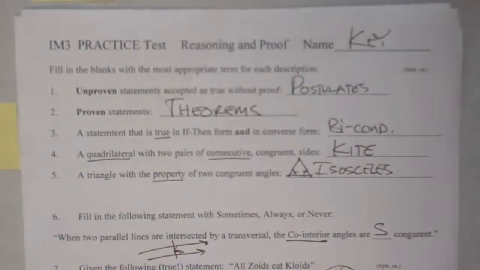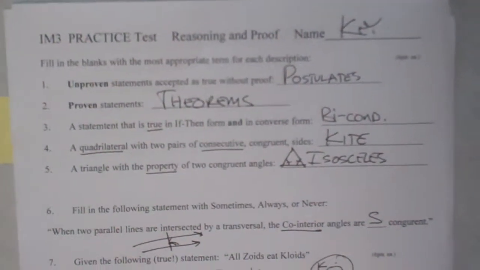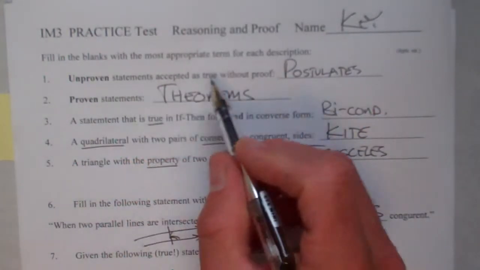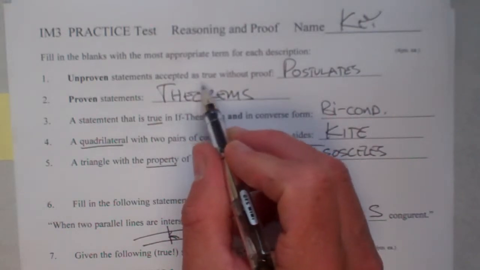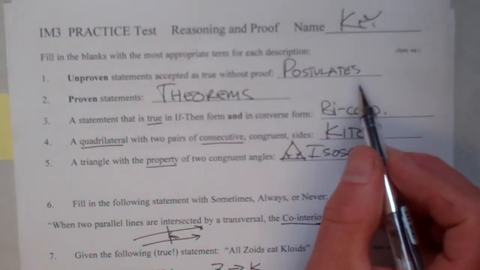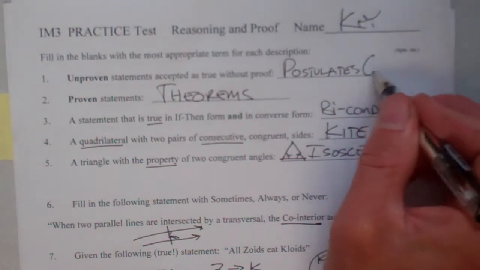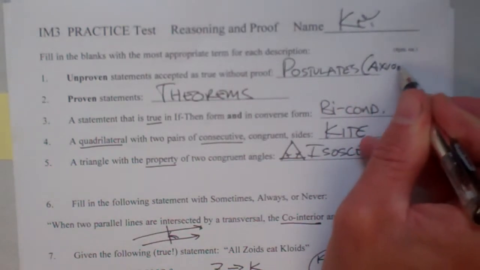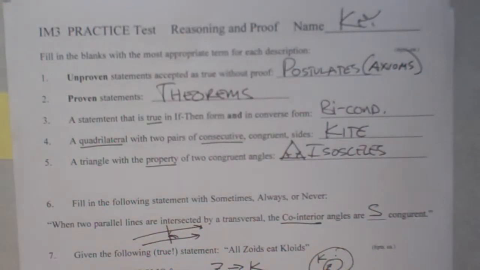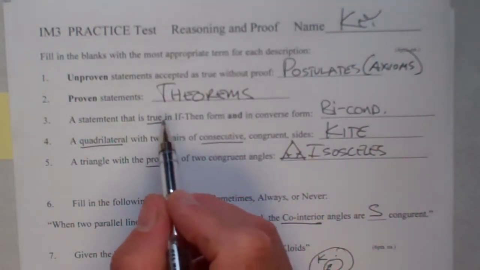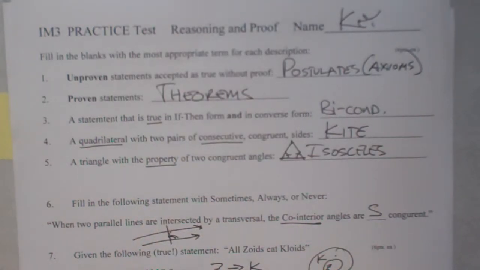Alright, I have got the answer key partly filled out here, but I'm going to explain it. Unproven statements accepted as true. These are postulates. They're our starting points in our reasoning game. You can also call them axioms, alright? Axioms is an older term. But proven statements, they are the theorems, alright? Those are proven conjectures, okay?